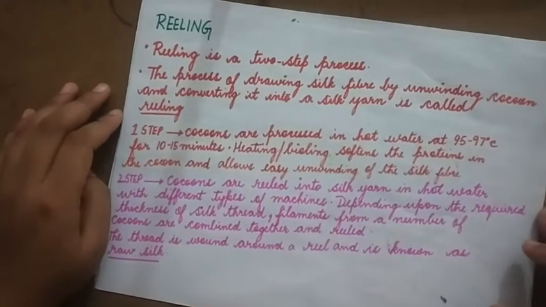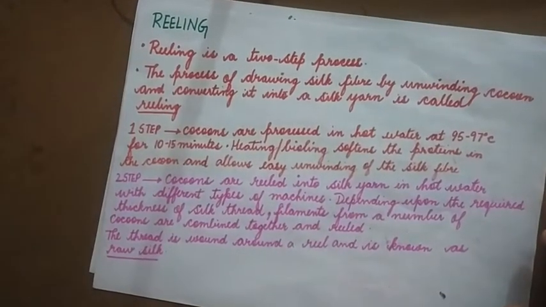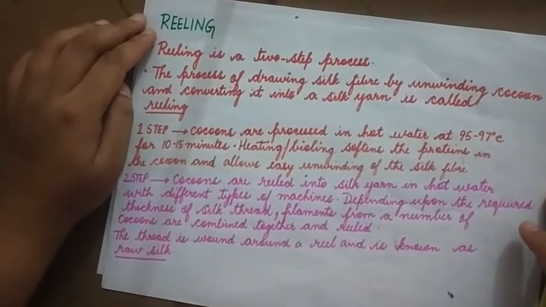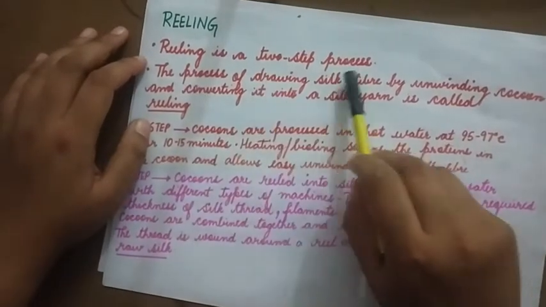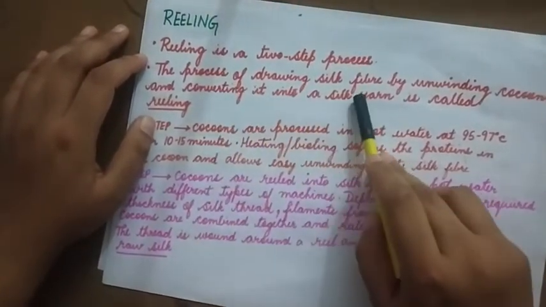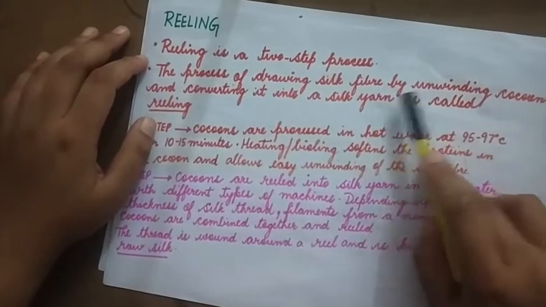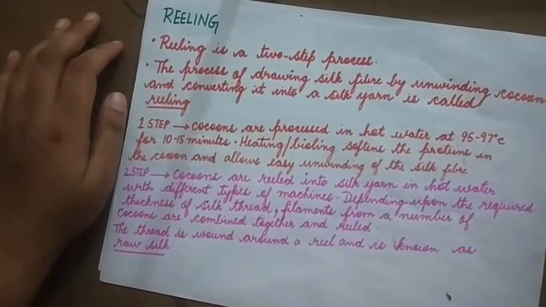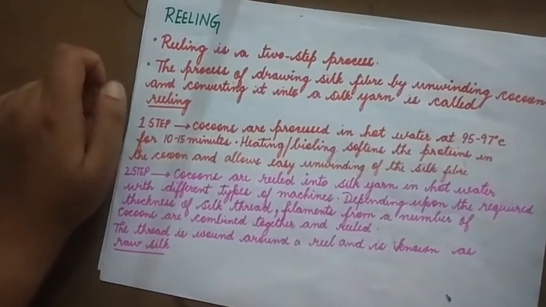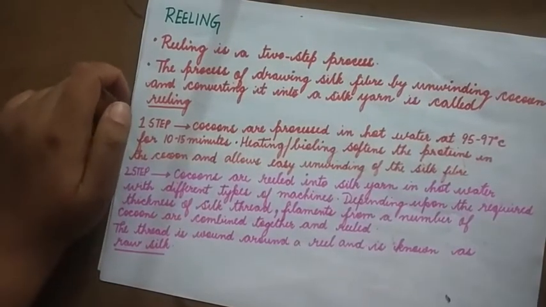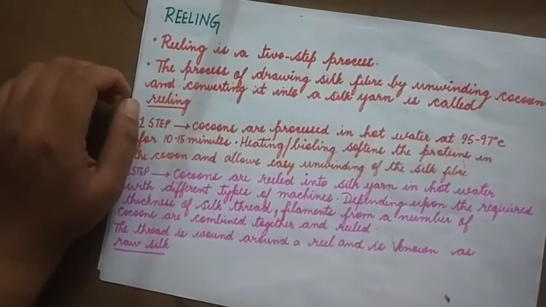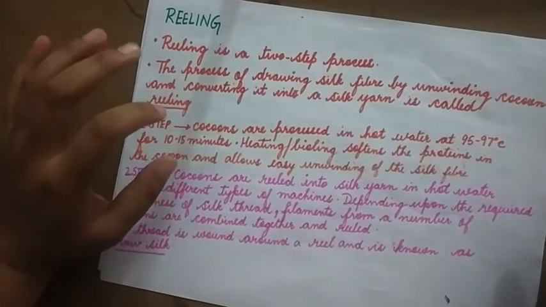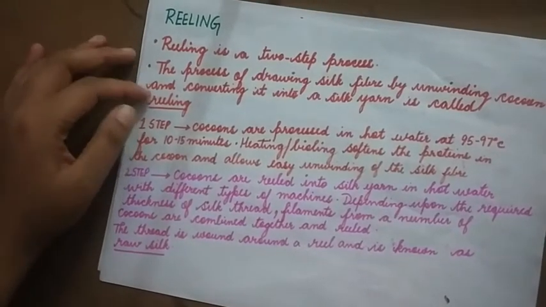Good morning, students. Today we will continue with the chapter Fiber to Fabric, and the very next concept that we are going to understand is reeling. Reeling is a two-step process. The process of drawing silk fiber by unwinding the cocoon and converting it into a silk yarn is called reeling. So we are trying to draw or remove the silk fiber by unwinding the cocoon, and we are converting it into a yarn or a long strand of fiber. So this is nothing but reeling.